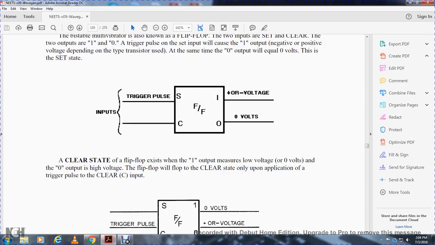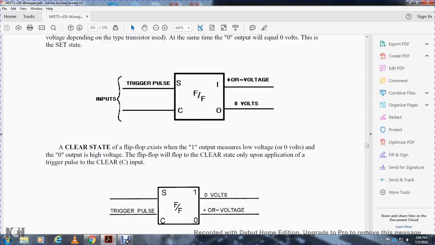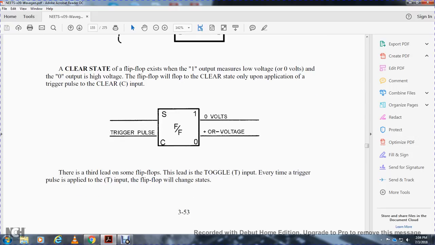Input trigger pulse 0 to over-head voltage or 0 volts. In the clear state, the flip-flop exists with the output at low voltage, 0 volts, and the other output at high voltage, upon the application of a trigger pulse to the clear input. The trigger pulse is 0 volts. The T flip-flop, the third type of flip-flop, has a toggle T input. Each time a trigger pulse is applied to the T input, the flip-flop will change states.